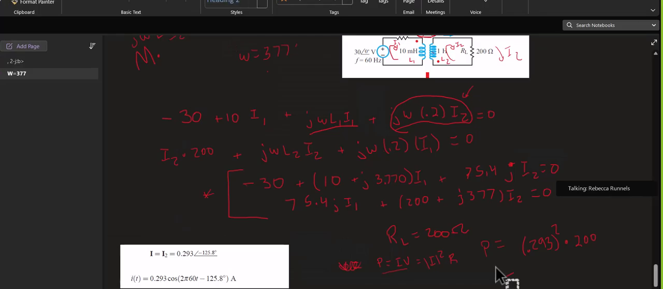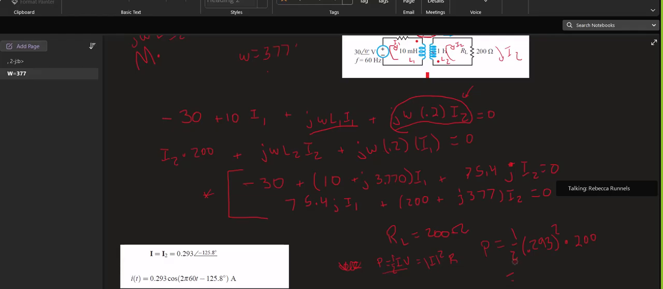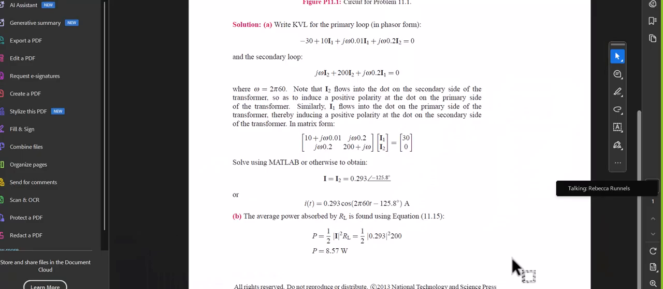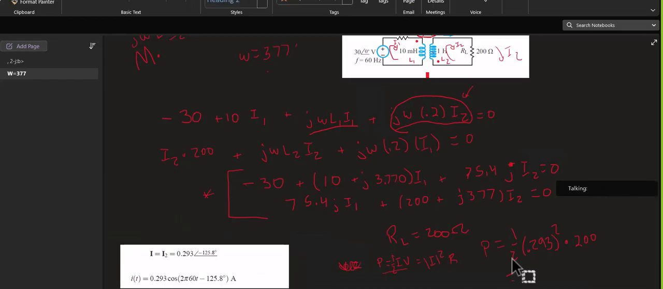Except I forgot my 1/2, because it's not RMS. And so then the answer after that is 8.57 watts. We're at 8.59, or rounding, but it'll round some way or the other. I've always found that those round weird.